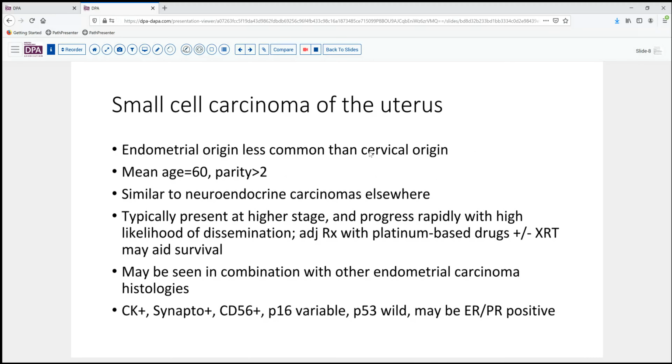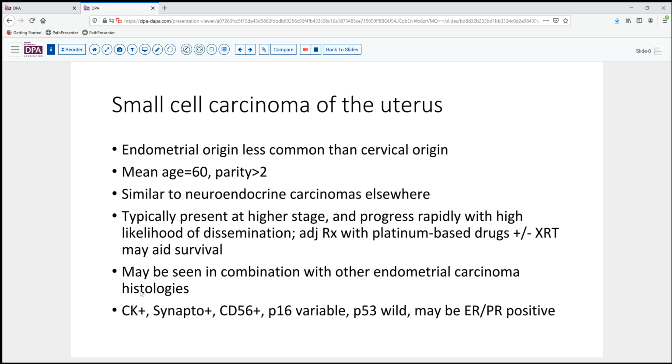Typically, these are most common in the cervix, but endometrial versions do occur. And these tend to be slightly older patients with higher levels of parity. In terms of histology and so forth, it's very similar to neuroendocrine carcinomas that we see elsewhere. And in terms of behavior, they also tend to behave more aggressively than garden variety endometrial carcinomas. There have been some reasonable responses to treatments with adjuvant-based chemotherapy and sometimes radiation therapy. Particularly if the patients are lower stage, there may be some optimism there.